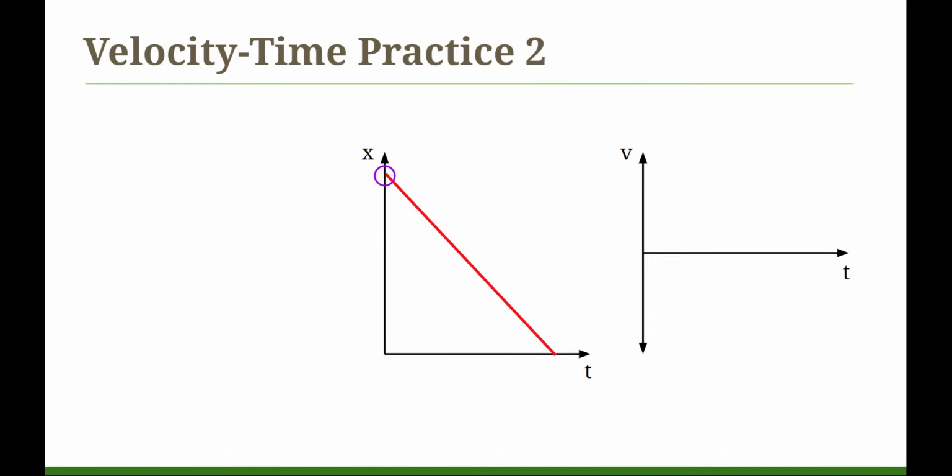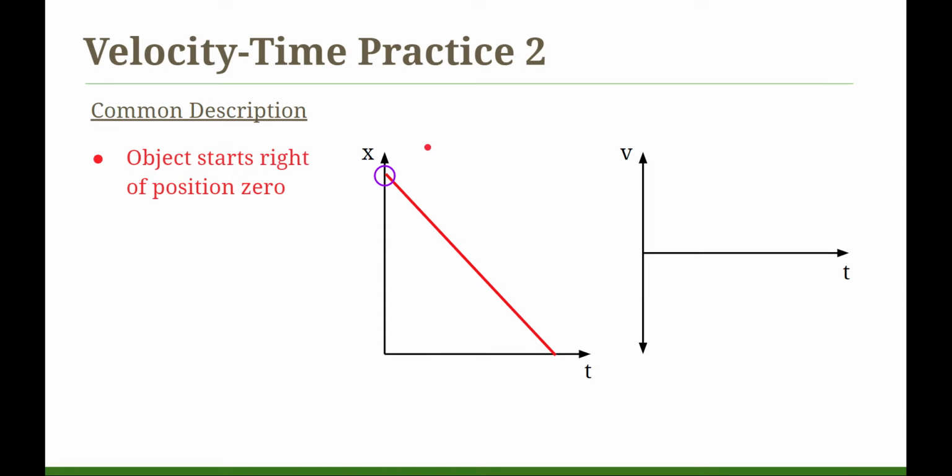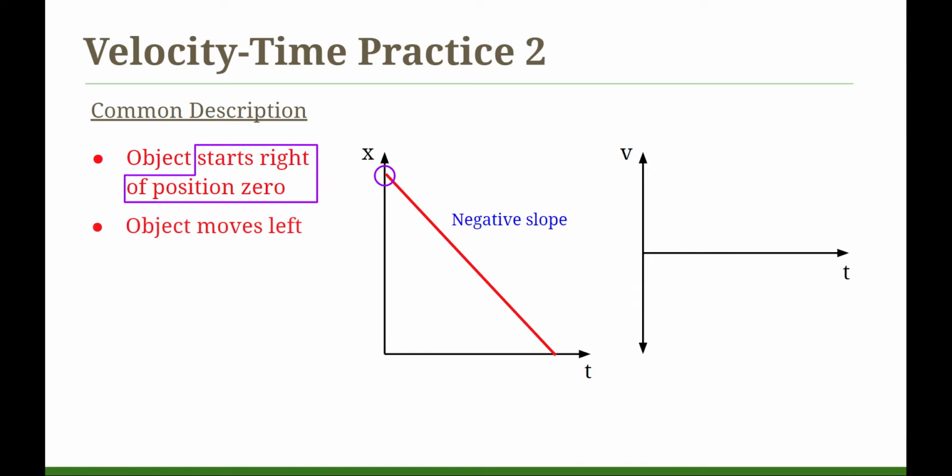And now we need to write a description. So remember, we start with our starting point on the position time graph. So it starts all the way up here. So we know that means the object starts to the right of 0, because again, we have a positive y-intercept. So our line is starting somewhere up here. So that means it just starts right of 0, not at 0. Then we have a line with a negative slope, or a line that's moving downwards. So that means the object is moving to the left.